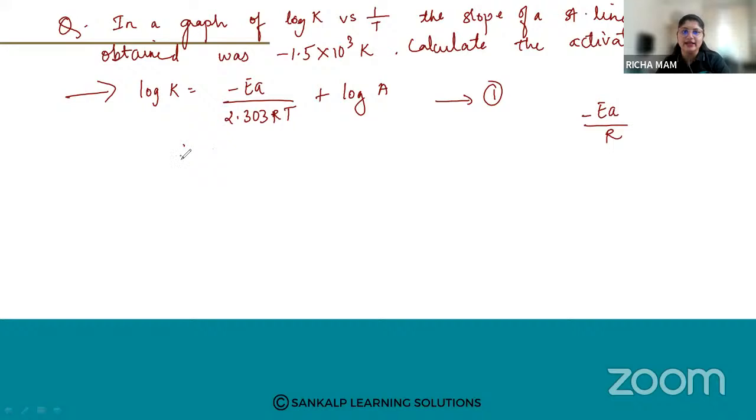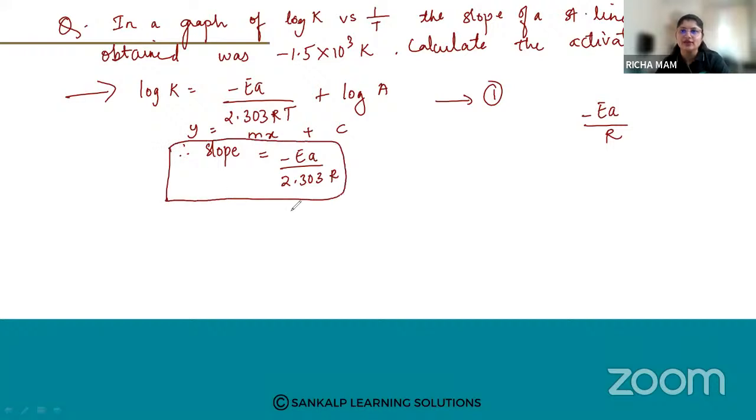So this is a straight line, and the slope is what? We know that the equation of a straight line is y equals mx plus c. So your x is 1 by T, and the slope is minus EA by 2.303 R. So the slope is already given. Okay, the value of slope is already given. So let us put these values in the above equation.